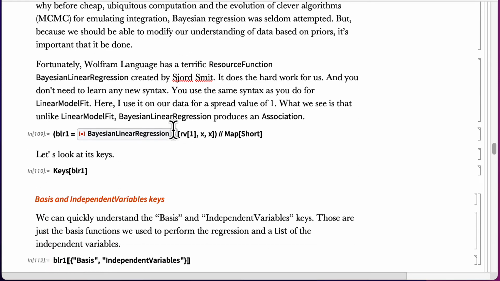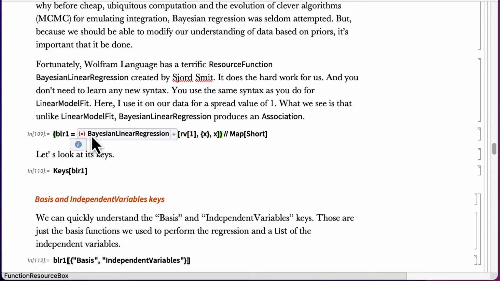So Wolfram Language has a terrific resource function called Bayesian Linear Regression, created by a guy named Stuart Smith, and it does the hard work for us. And it's very well designed. Syntax looks exactly like Linear Model Fit. Here's our resource function, here's our data, here's our basis function, and I'm doing a shortcut. Probably I should use a list to indicate that there could be more than one, and our independent variable is x.